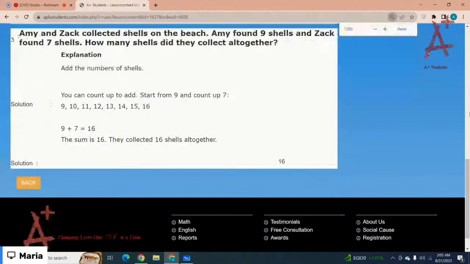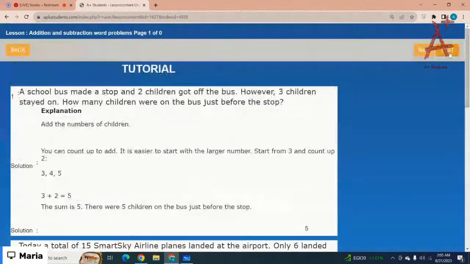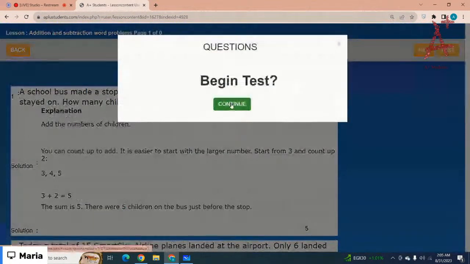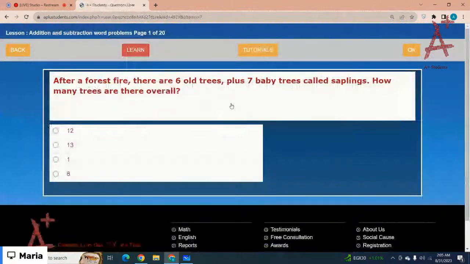Let's start with the practice questions. If you already know the answers, please write down the answer in the chat box. After a forest fire, there are 6 old trees plus 7 baby trees called saplings. How many trees are there overall?